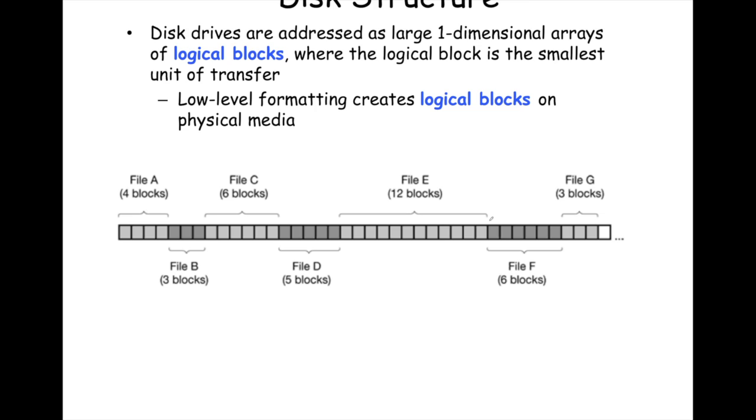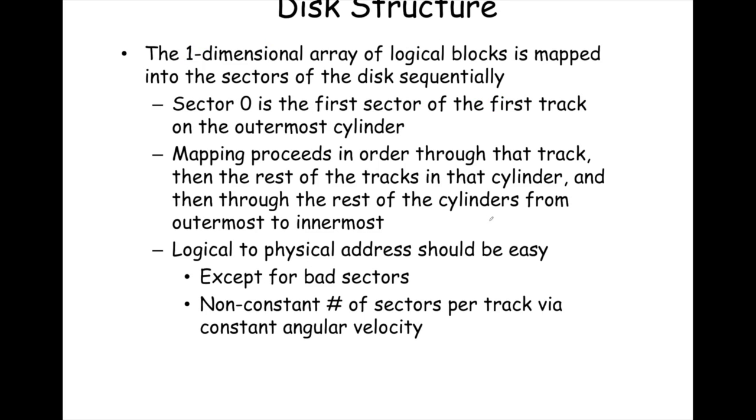And so in this schematic, we have a bunch of files, file A, B, C, D, E, F, and G, and each file is just a concatenation of a series of blocks that, although they look like they're in one dimensional contiguous array that goes on and on and on, they're really mapped to the different tracks, sectors, and platters on your hard drive. And so for the disk structure, we have a one-dimensional array of logical blocks, and that's mapped onto the sectors of the disk sequentially.